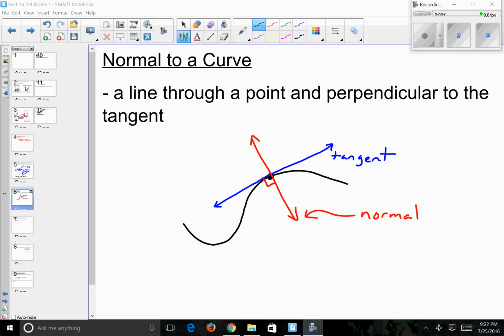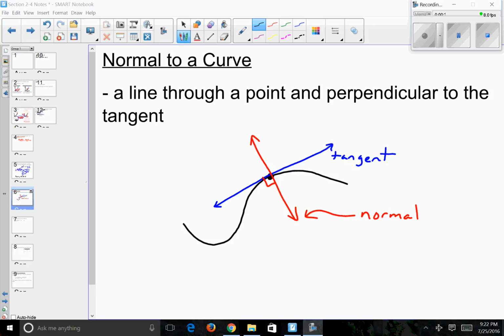So the previous video on introducing rates of change discussed how the slope of a secant line, the slope between 2 points on a curve, is an average rate of change, and the slope of a tangent line at 1 point on the curve is the instantaneous rate of change, which we can also call the slope of the curve.